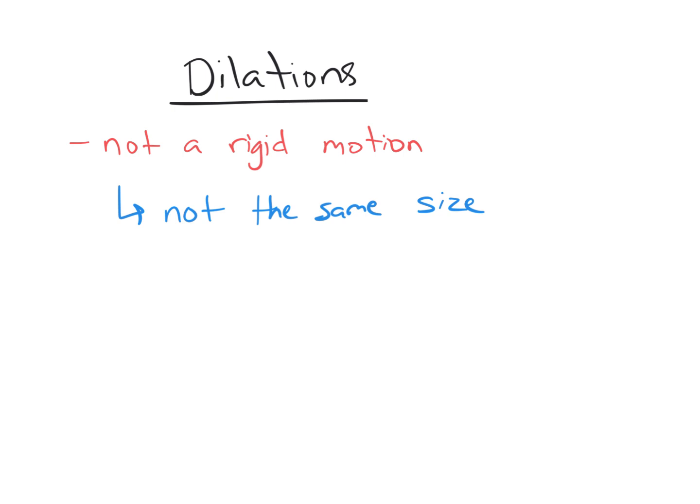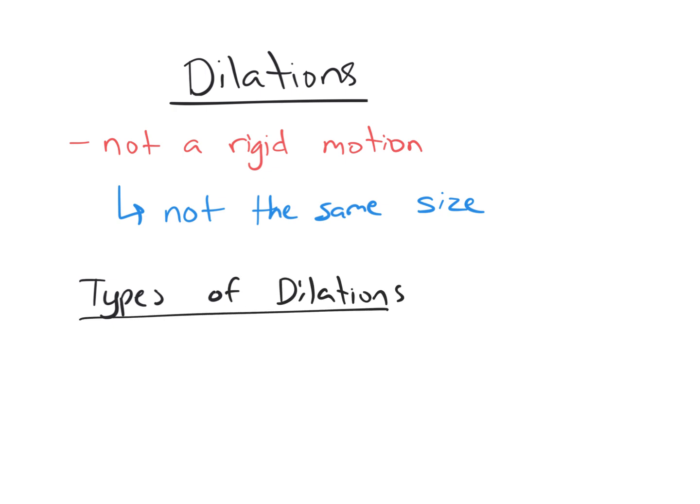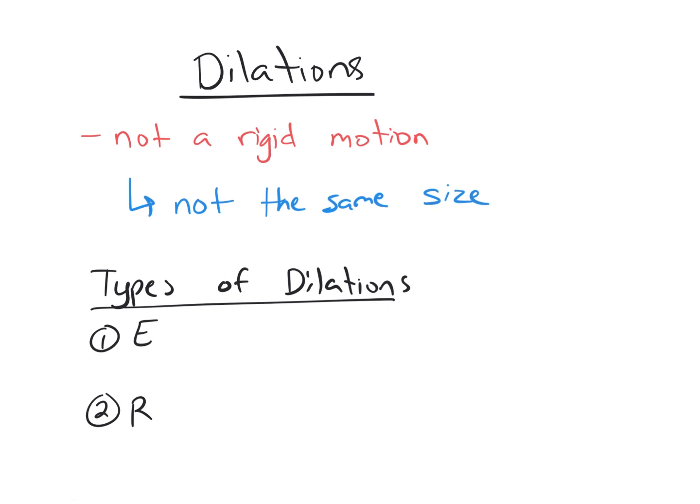There are 2 different types of dilations. One is getting bigger, another is getting smaller. But there are specific words for those. Does anyone know the specific wording? One starts with E, one starts with R.